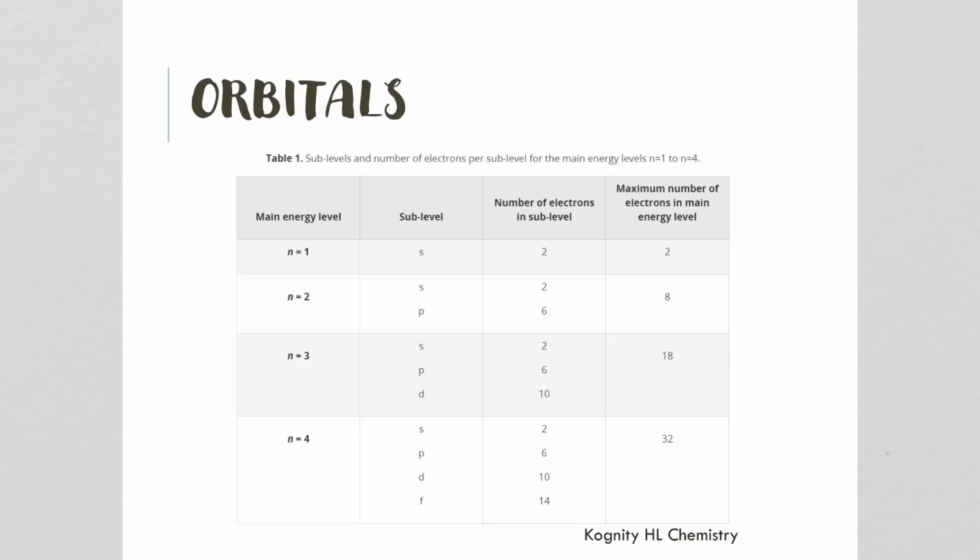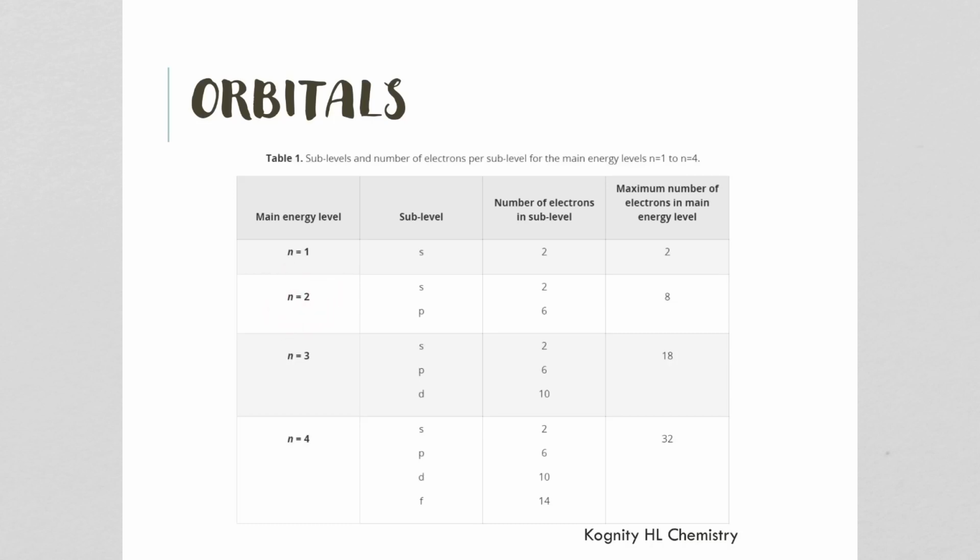This table from our Cognitive textbook looks at the energy levels and then shows the sublevels. You can see here, when energy level n equals 1, there's only one sublevel. There's only one orbital, s, and 2 electrons can fit there. So the maximum number of electrons in the main energy level is 2, which fits our Lewis structures and our Bohr diagram model.